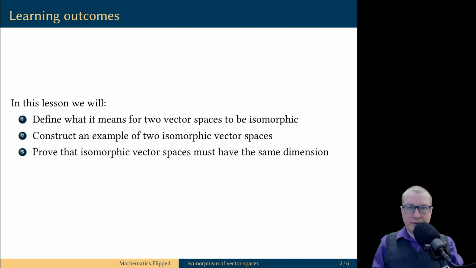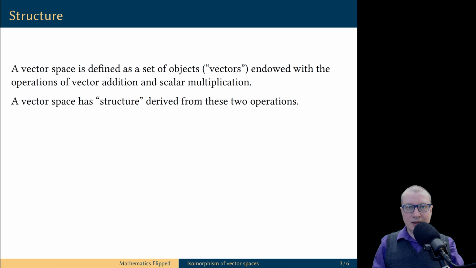In this lesson we will define what it means for two vector spaces to be isomorphic, construct an example of two isomorphic vector spaces, and we will prove that isomorphic vector spaces must have the same dimension. Let's get started. Let's go back to the roots of vector spaces.